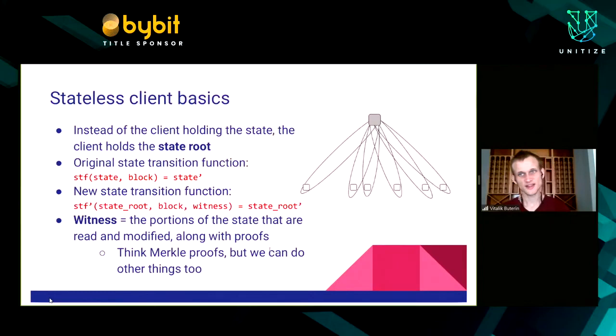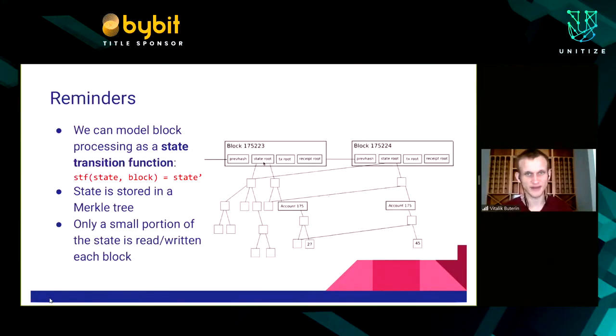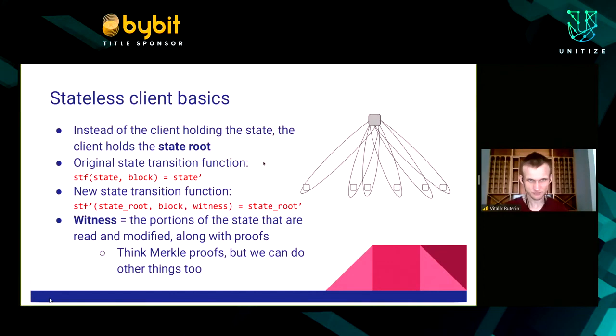So, stateless clients, right? A stateless client is a different kind of full client. This is a fully verifying client. So even if there's a 51% attack, there's no way that you can fool a stateless client into thinking an invalid chain or an unavailable chain actually is valid. But instead of the client holding this entire set of everybody's balances, code, and everything else, the client just holds the state root, right? The client just holds this 32-byte hash that represents the entire state.